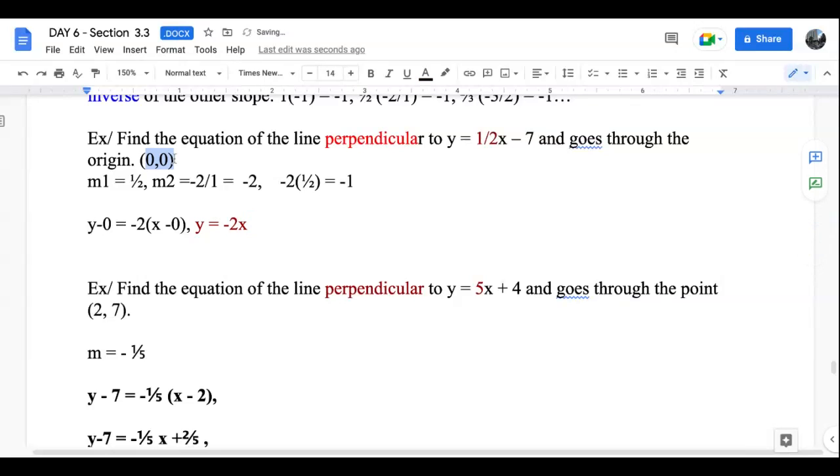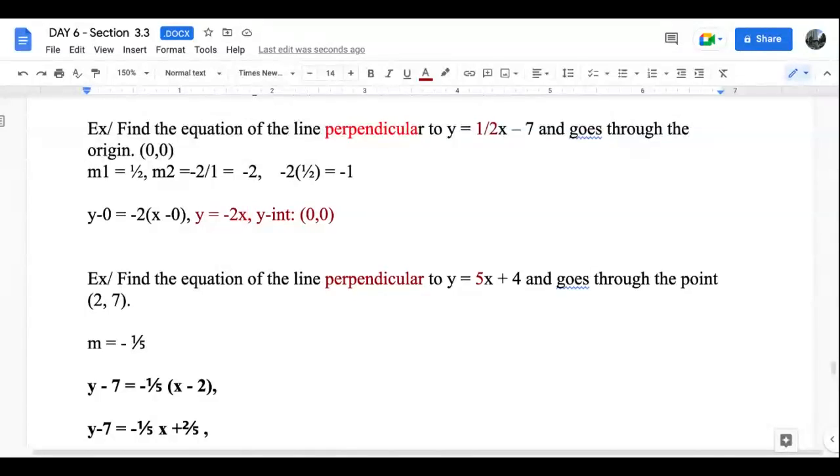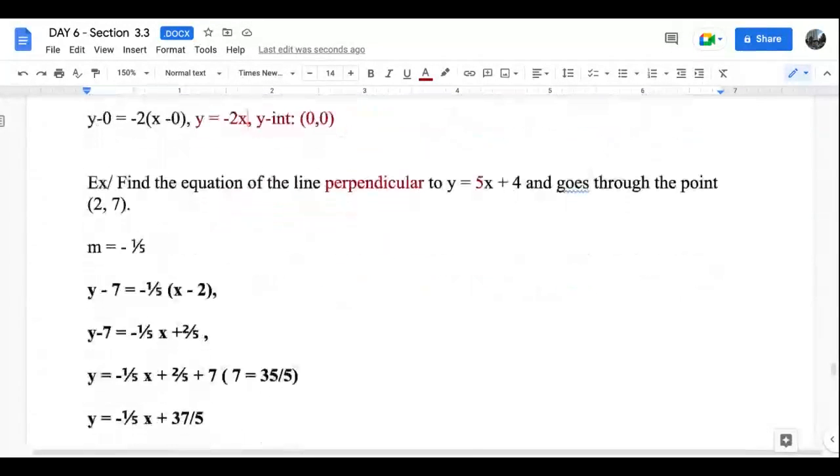Then we use the given point, 0, 0, which is the origin. So y minus 0 equals -2 times x minus 0, which is just y equals -2x. What's the y-intercept here? The y-intercept is 0, 0, the origin. We never have b here; b is 0. Anyone have any questions? All right, we'll keep going.